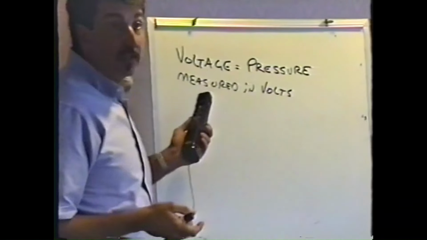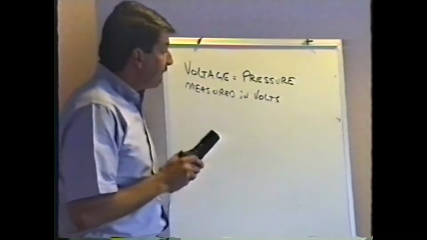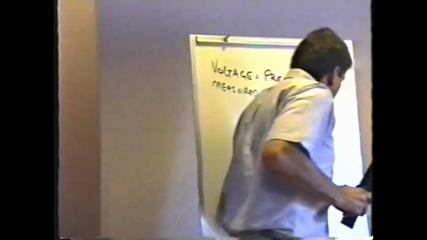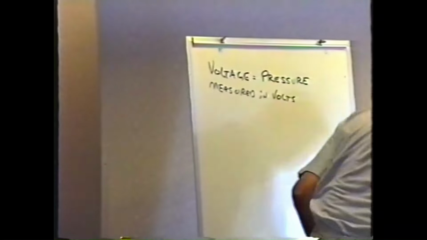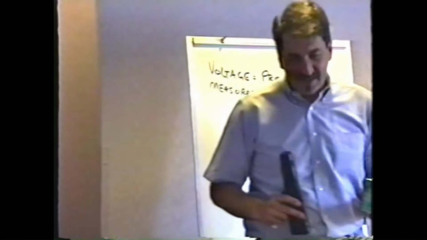And so we measure voltage or pressure in volts. For instance, that 6-volt battery, this has, whoa, hey, oh, hey. The fluorescent lights. That's it, fluorescent lights. Have a nice trip. See you next fall.